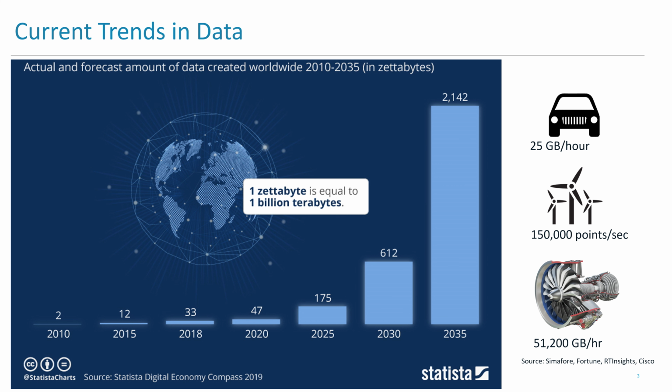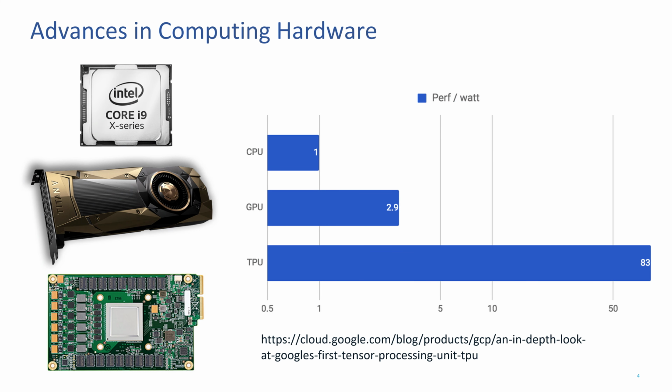So 1 billion terabytes is a zettabyte. If you think about a billion laptops in the world, each with a terabyte, that is 1 zettabyte. And so you can see by 2025, that's 175 zettabytes, 612 in 2030, and projected to be over 2,000 by 2035. What we want to do is take this data and make it into actionable information. That's some of the motivation for machine learning. How can we use this data more effectively to make decisions and produce value?